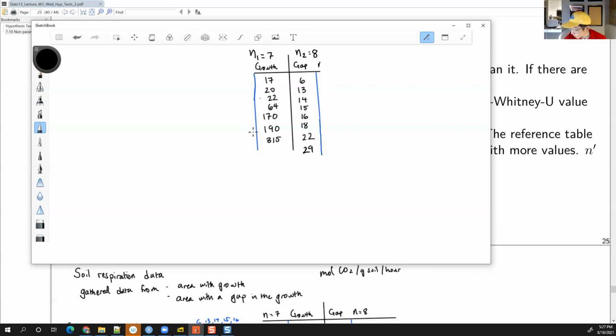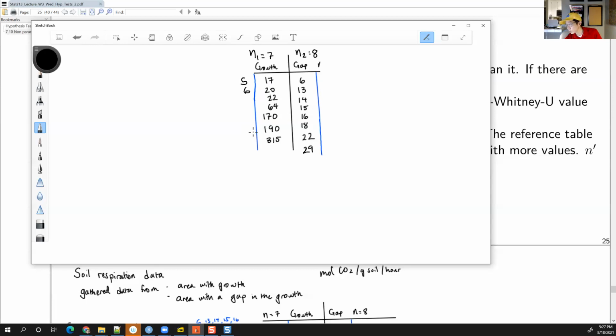Okay, so for each number, we look in the other column and ask how many values are smaller than this number. Our first number is 17, and we go to the other column. How many numbers are smaller than 17? 6 is smaller, 13 is smaller, 14 is smaller, 15, 16. So that's 5 numbers smaller than 17 in the other column. The next number is 20, so 6, 13, 14, 15, 16, and 18. We have 6 numbers in the other column that are smaller than 20.